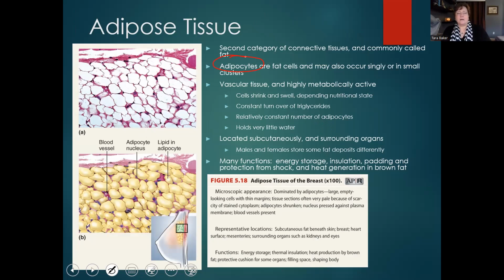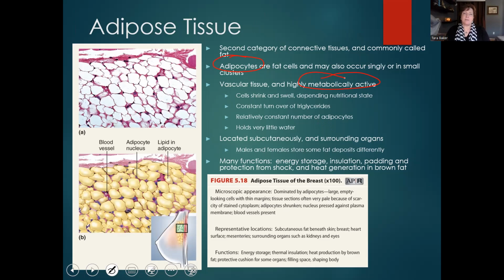They hold very little water because it's oil. Oil and water don't mix very well. They are metabolically active, which means that most of the time you have the same number of adipocytes. But if you start to eat way too much and gain a lot of weight, they will divide and make more adipocytes. And then those new adipocytes will stick around for the rest of your life.